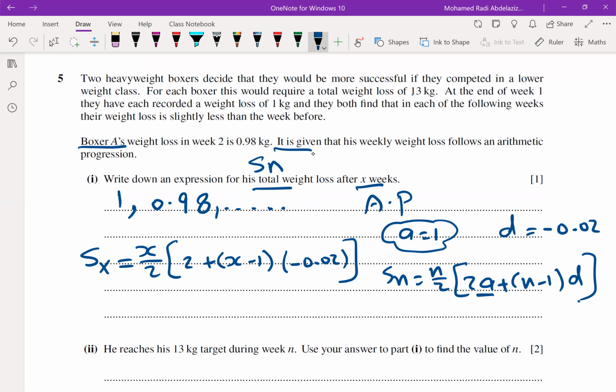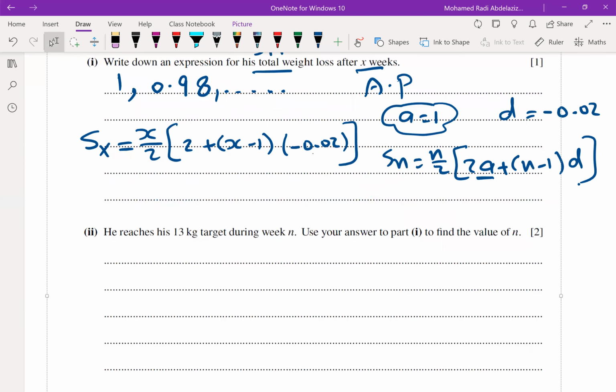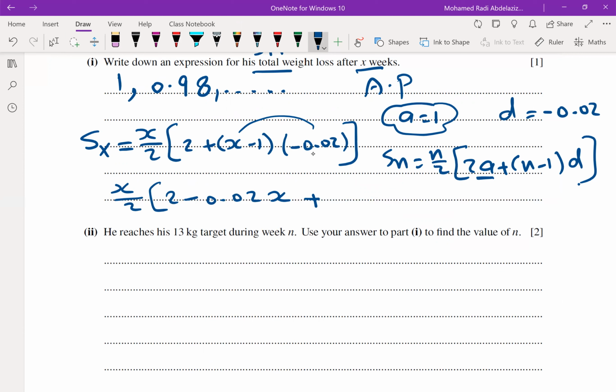No need to simplify, but we need it in the second part. If you want to simplify more, it will be x over 2, 2 plus 0.02x, since negative times negative is positive, then 0.02. You can simplify more. It's x over 2, then 2 plus 0.02 will be 2.02, then minus 0.02x. This is the final answer, leave it.